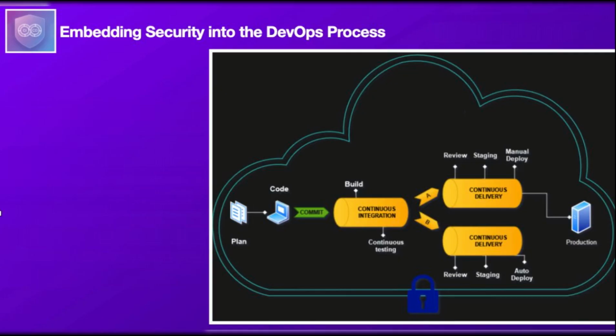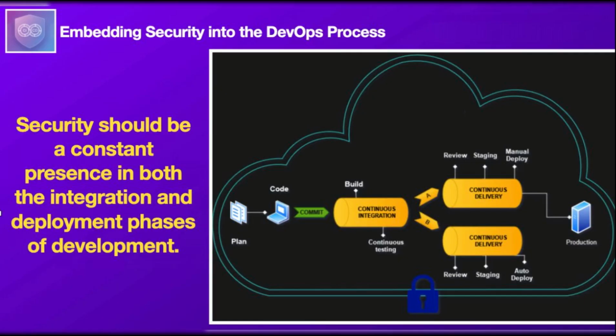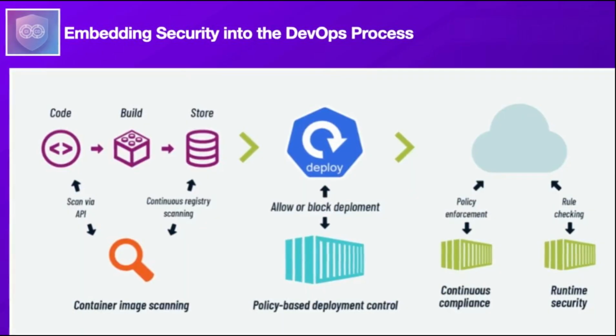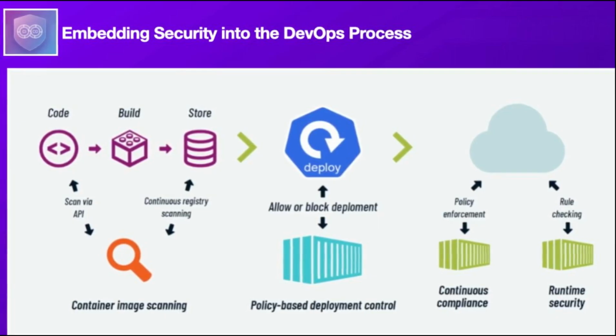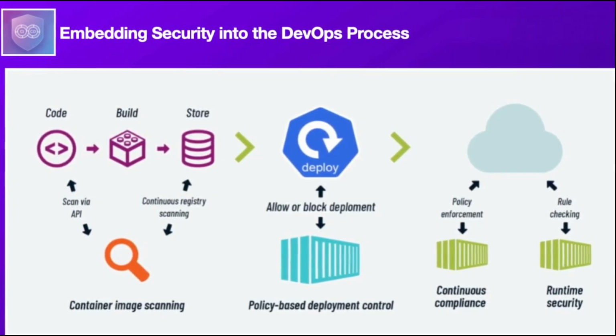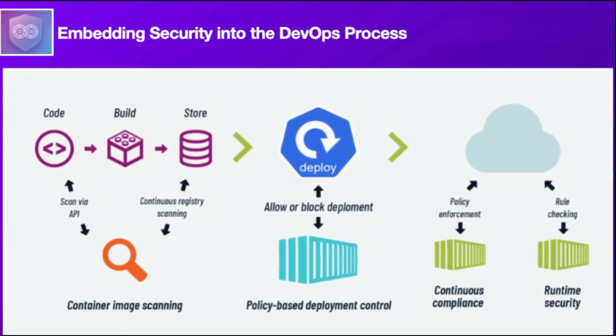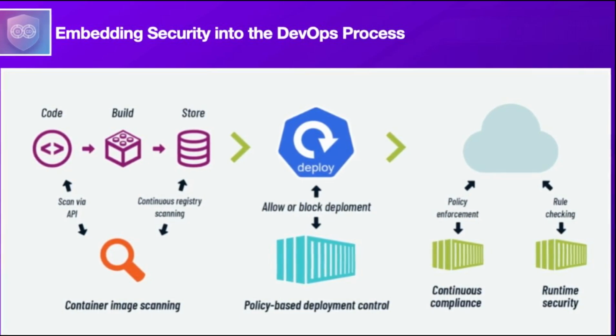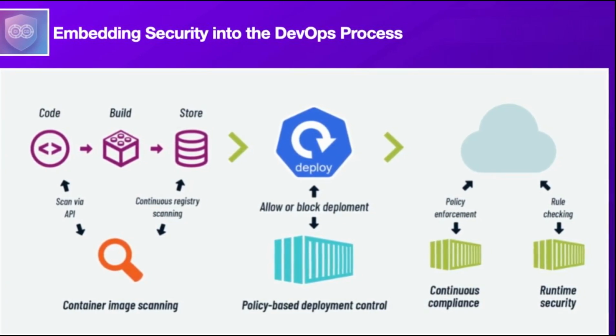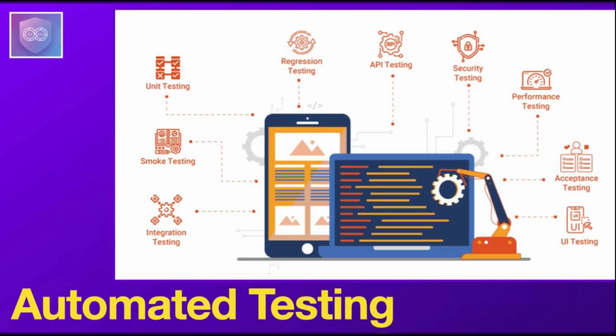Security and continuous integration and deployment. Security should be a constant presence in both the integration and deployment phases of development. During continuous integration, static code analysis and secure coding practices help detect vulnerabilities in real time. In continuous deployment, tools like Kubernetes admission controllers and Docker Content Trust ensure that only secure containers and configurations are deployed to production environments.